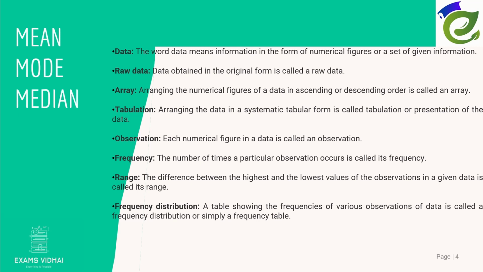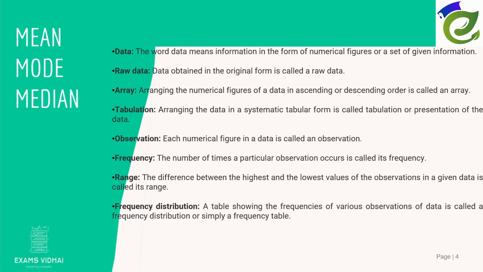First, what does statistics deal with? The entire statistics deals with data. What is data? Data means information in the form of numerical figures or a set of given information. Raw data: data obtained in the original form is called raw data. Generally, in raw data there will be no order. Array: the data is arranged in a systematic order, meaning it may be ascending or descending.